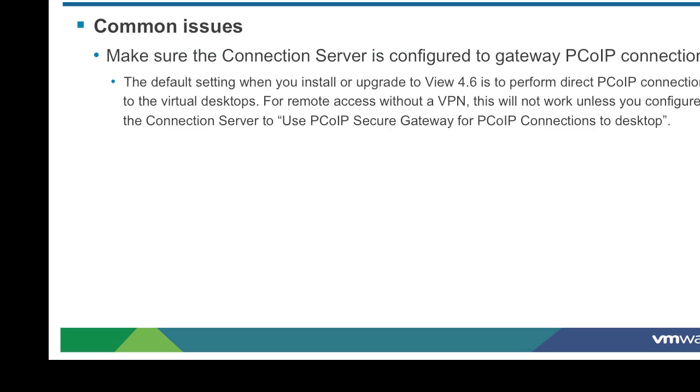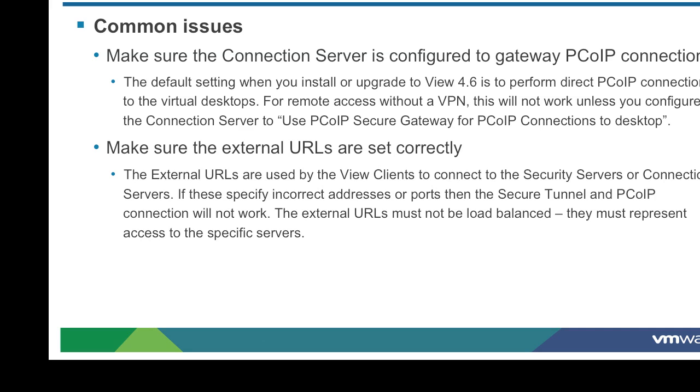In addition to that, it is important to select Use PC over IP Secure Gateway for PC over IP connections to the desktop in the connection server configuration. When you first install View 4.6 or when you upgrade from an earlier version, this is not set by default, so you need to specifically go into the connection server and tick the box.